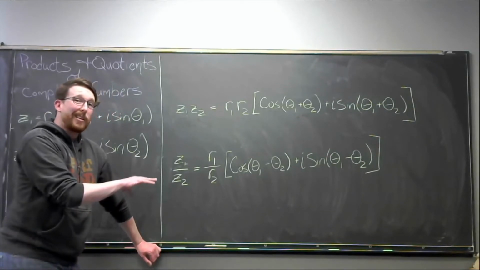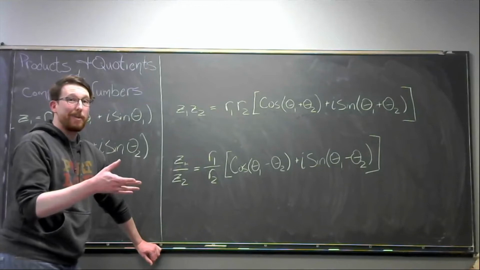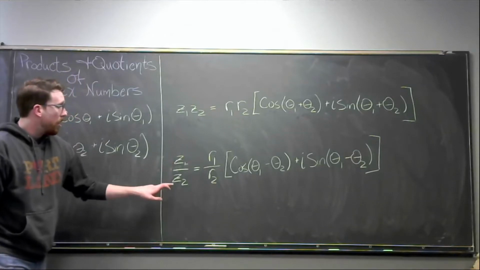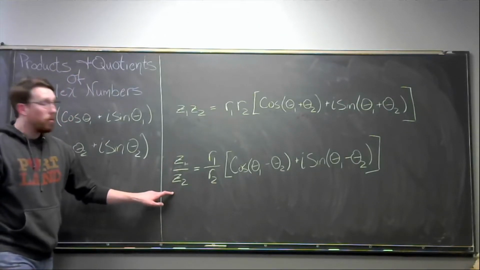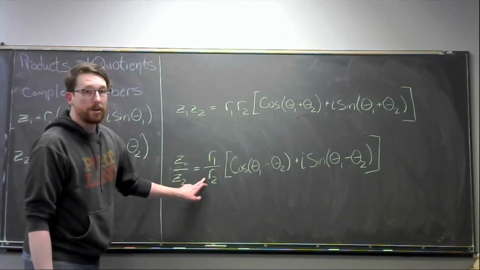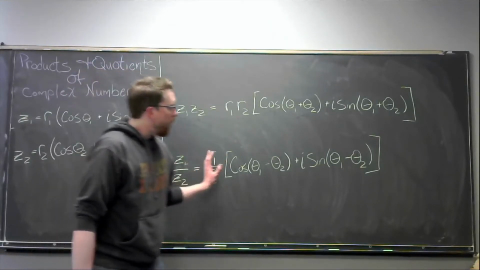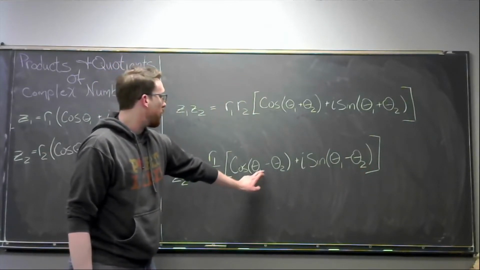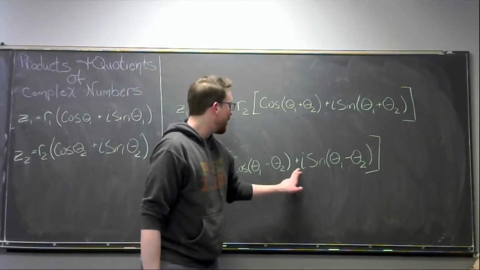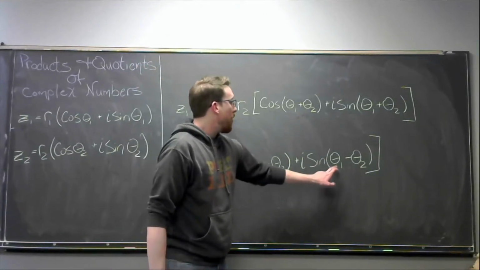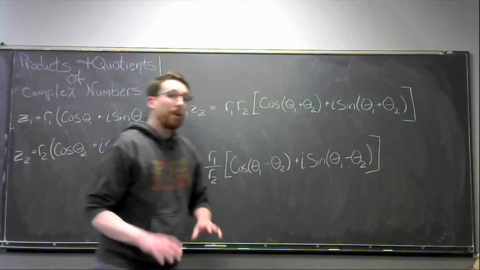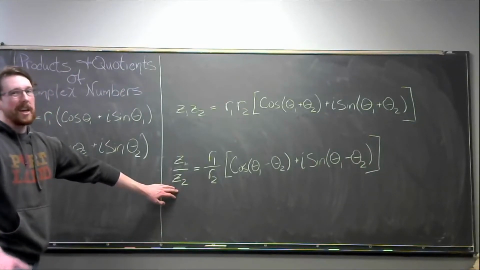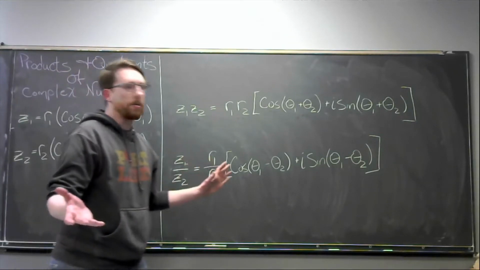And if you had looked at this and guessed that the quotient was going to be the same thing except subtraction, you're right, it is. z1 divided by z2 is equal to r1 divided by r2, that thing multiplied by all of this. So multiplied by the quantity cosine of theta 1 minus theta 2 plus i times the sine of theta 1 minus theta 2. Having said that, there is a catch here. z2 can't be equal to 0. That's it. That's our only catch.